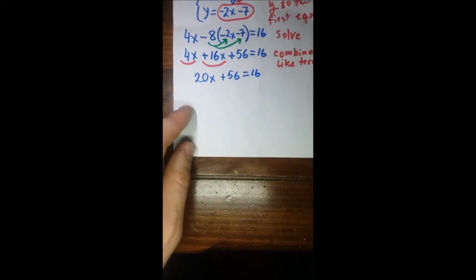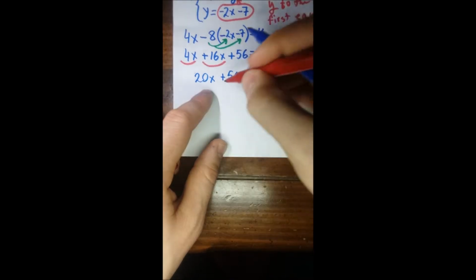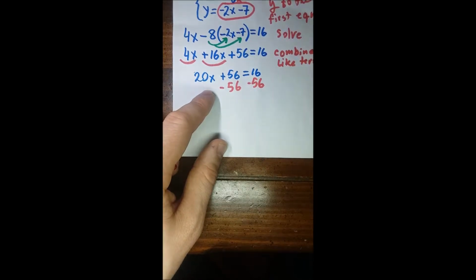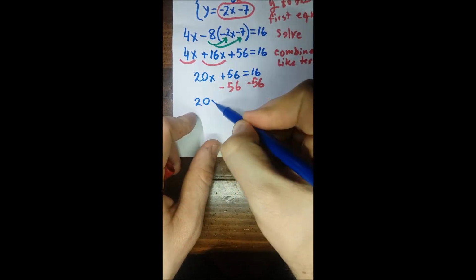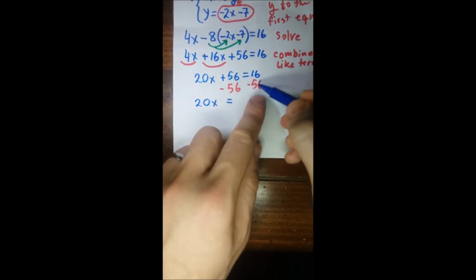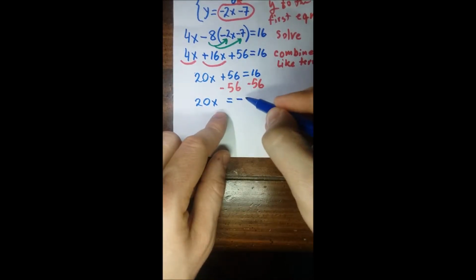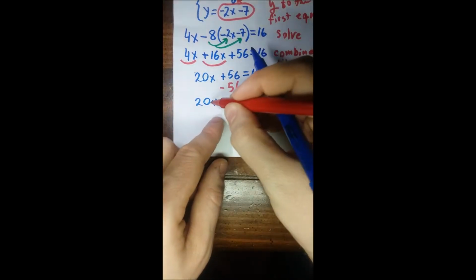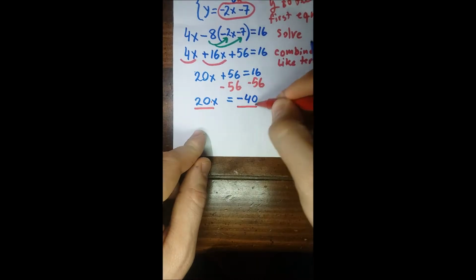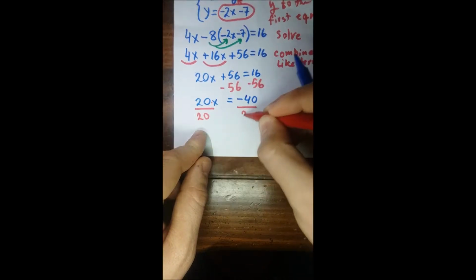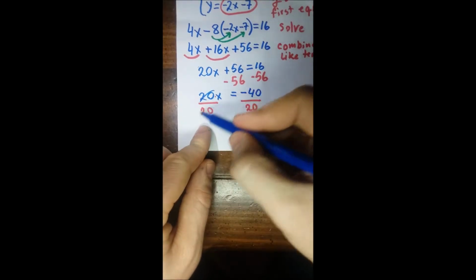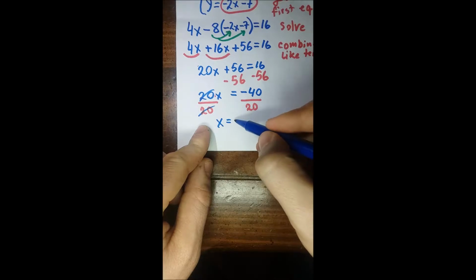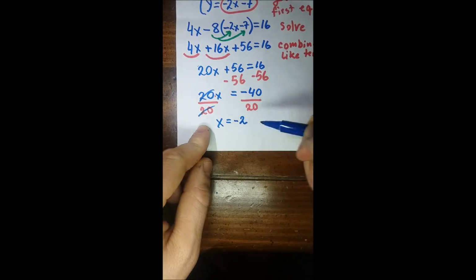Now, this is pretty straightforward. It's a two-step equation. We're subtracting 56 from both sides. So now we're looking at 20x equals 16 minus 56, which is negative 40. Okay, and now the last step was multiplication. To undo multiplication, you divide both sides by 20. So x equals negative 40 divided by 20, negative 2.